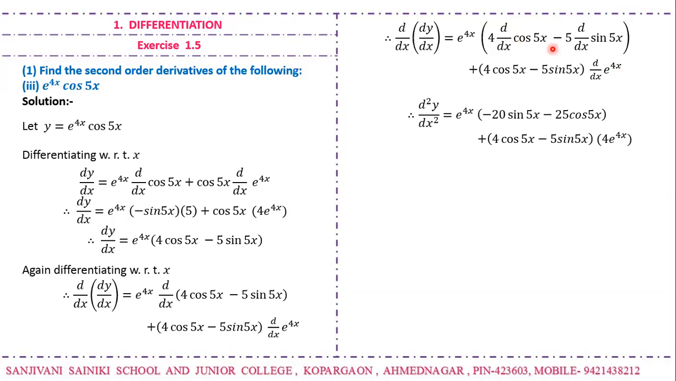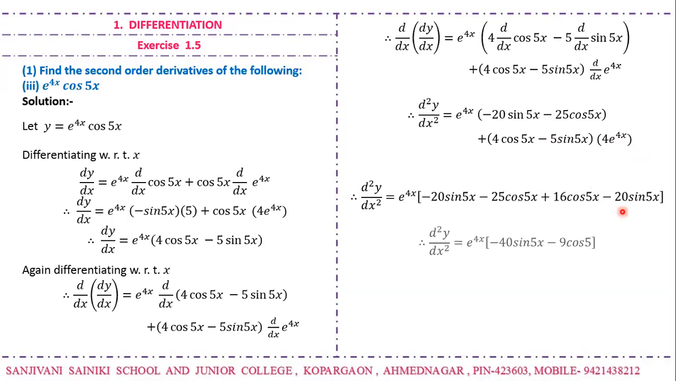Then multiplying the corresponding coefficients, we get minus 25 cos 5x plus 4 cos 5x minus 5 sin 5x. Okay, then we will take e raised to 4x common. Then this factor will be as it is, and we have to multiply this second factor by 4. 4 4s are 16 and 5 4s are 20. Then minus 20 sin 5x and minus 20 sin 5x is minus 40 sin 5x. Minus 25 cos 5x plus 16 cos 5x will be minus 9 cos 5x.